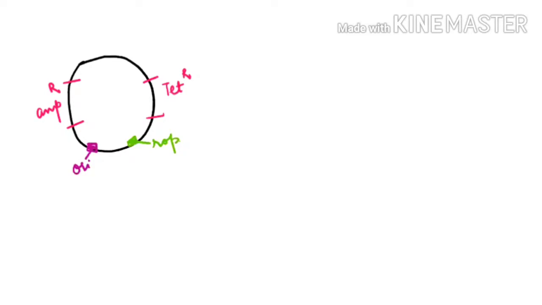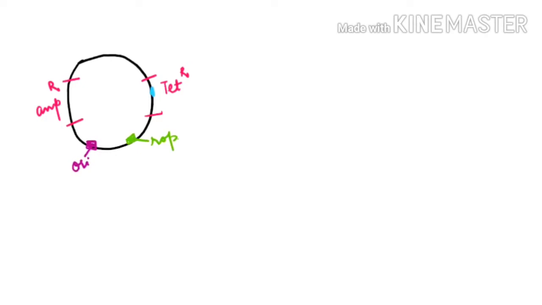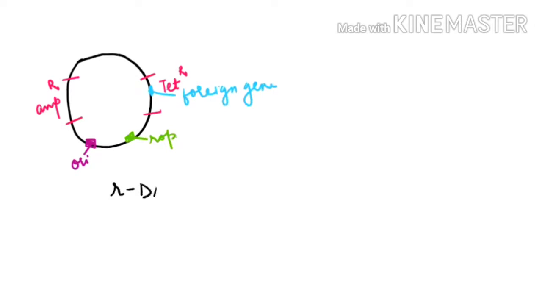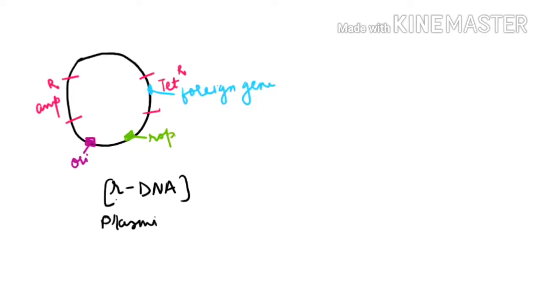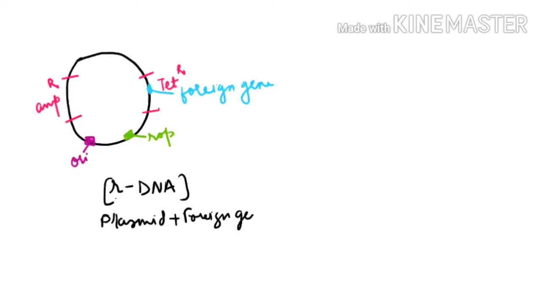Now see class, this is the plasmid. I've just drawn it in a simple way. Suppose this is my foreign gene which I'm representing by blue color. I'm putting it in the tetracycline gene, at the BamHI site. The moment this plasmid has taken my foreign gene, then I will say it has become recombinant DNA. Recombinant DNA means plasmid plus foreign gene. This is my recombinant DNA.